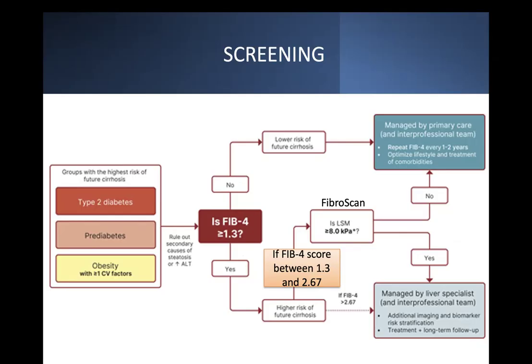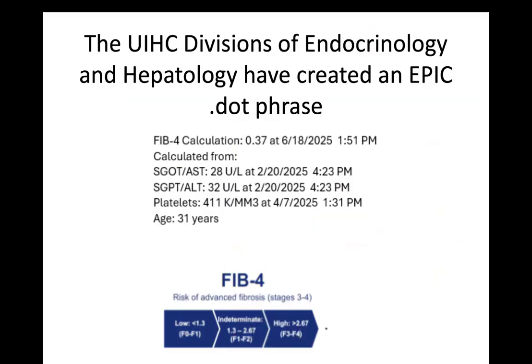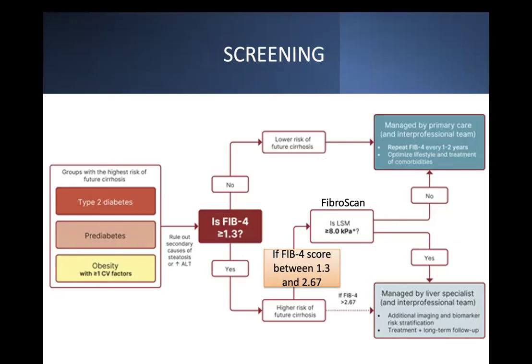If FIB-4 score is already above 2.67, it means that the patient is at high risk of cirrhosis, so we don't need to do FibroScan, we just have to refer them to a hepatologist. If FIB-4 score is less than 1.3, it means that the patient doesn't have high risk for cirrhosis, there's lower risk, so we can again manage them and optimize their care for type 2 diabetes, obesity, and encourage healthy lifestyle, and repeat FIB-4 score after a year or two.